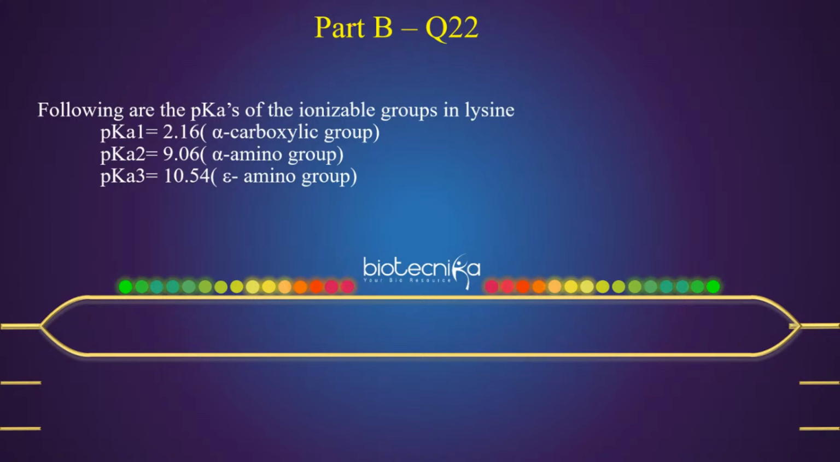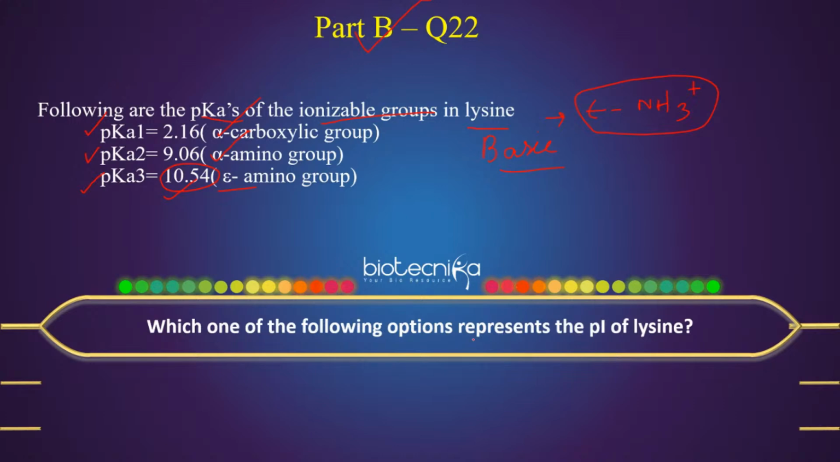Right. Moving on to the next question. Following are the pKs. This is also a part B question from shift 1. These are the pK values of ionizable groups given in lysine, where you have pK1, pK2, pK3. Now, lysine, we know it is a basic amino acid, and lysine has an epsilon amino group in the side chain. So you can easily figure out what will be the pKr for this. Definitely, the amino group will have a basic pK value. That is why we can say that, okay, 10.4. This is for the epsilon amino group, and this is for the alpha amino group, and this is for the alpha carboxylic group. In case it was not mentioned, I just gave you the logic.